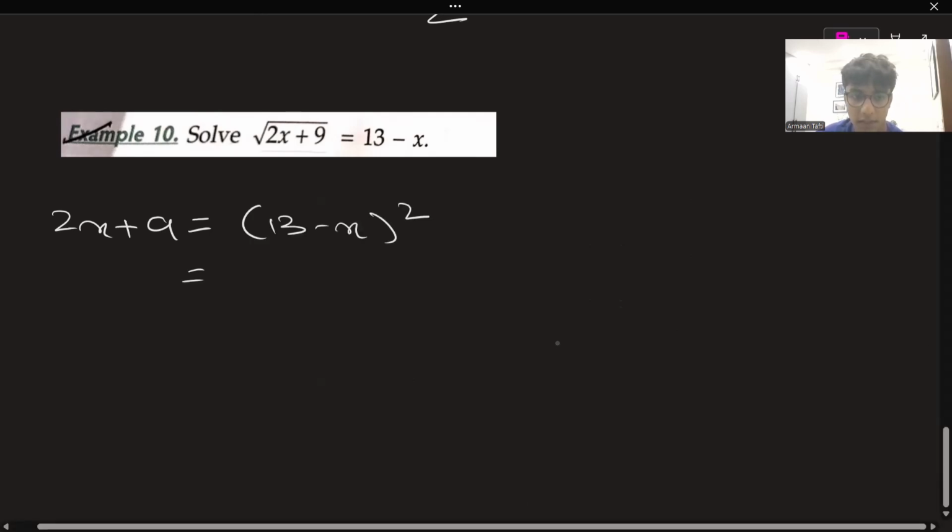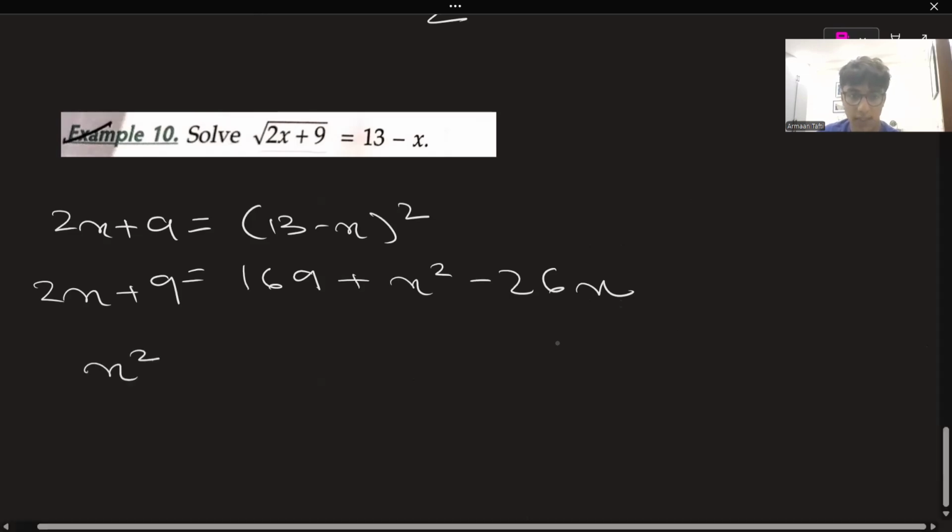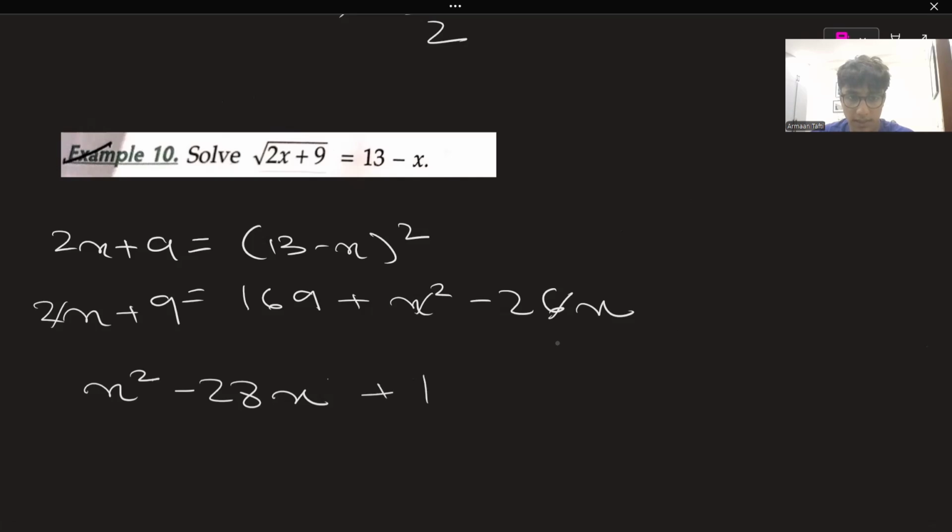If I simplify this, 13 square is 169. On a side note, although you don't need to memorize these squares, it's always really good if you know all your squares up till 25, because that saves a lot of time on calculations. Plus x squared minus 26x. And over here we have 2x plus 9. Let's get this in the form of ax squared plus bx plus c. So we have x squared minus 26x minus 2x, minus 28x, right? Plus 160 here, so 169 minus 9, which is 160, equals 0.